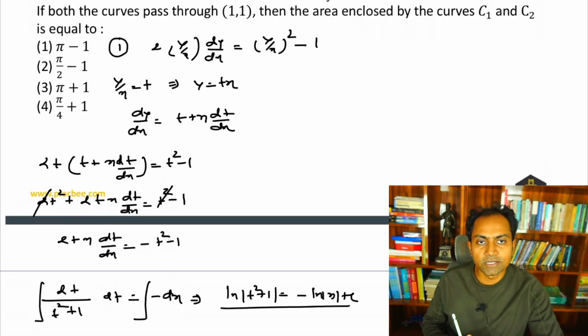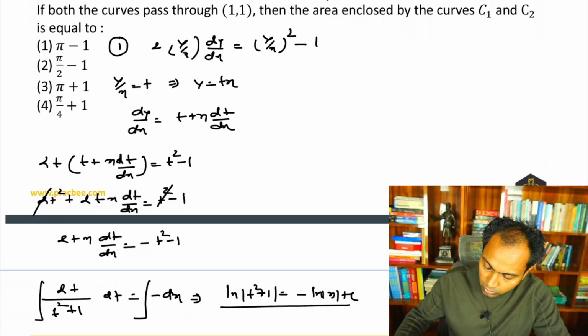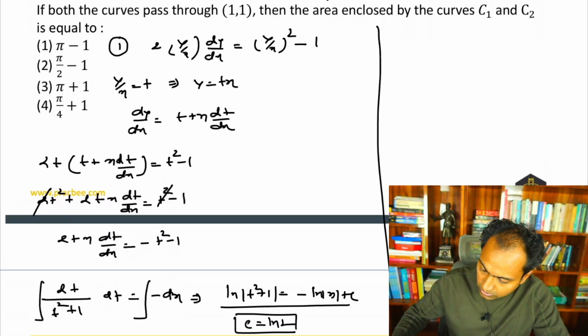Now the question says that this curve passes through the point (1, 1). So if I put (1, 1) here, y by x will also become 1 and ln of mod of x will become 0. So c is equal to ln 2. And if I write this curve, what is the final form that we are getting? Let us also write that.